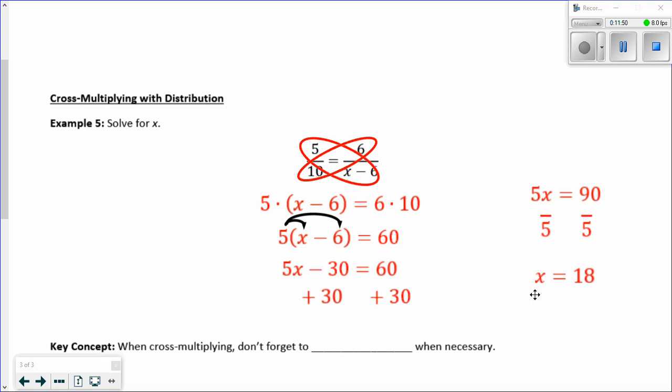And I can check that answer by plugging it back in, making sure the two sides actually are equal, and if they are, that would be my final answer. The key concept when you're cross multiplying, just don't forget to distribute when necessary. So if there's more than one number on the denominator, you're going to have to distribute. Or more than one number on any denominator or numerator, you're going to have to distribute.